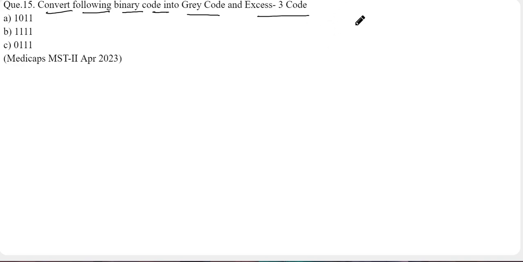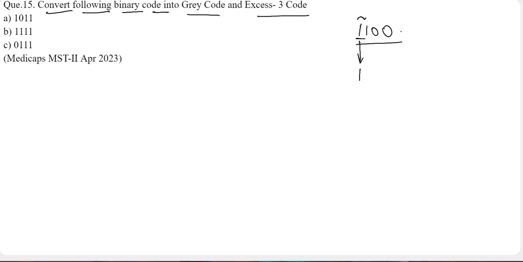Let us consider any binary number like 1100. If we want to convert this binary number into its equivalent gray code, the first step is to write the most significant bit, which is the bit present on the absolute left hand side. So we just write it, 1, and after that we will XOR the adjacent bits.